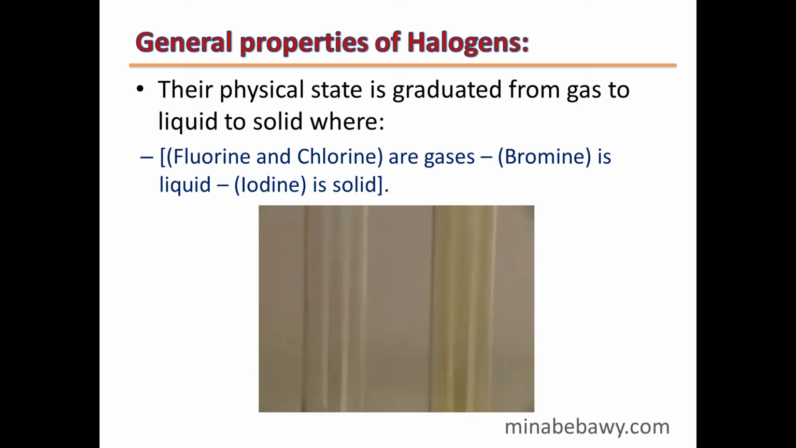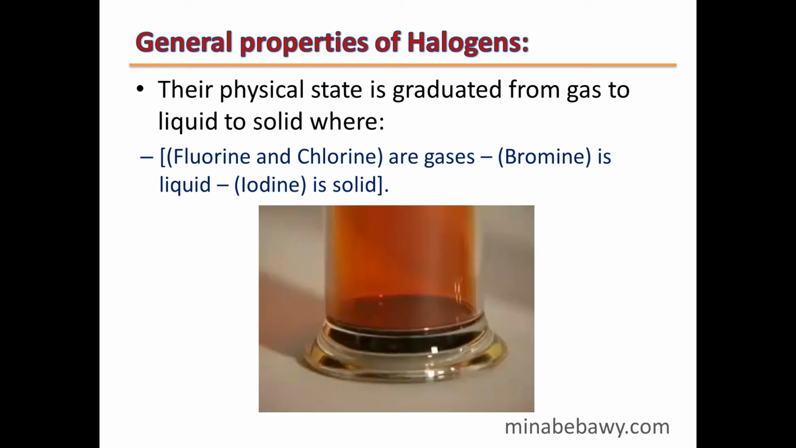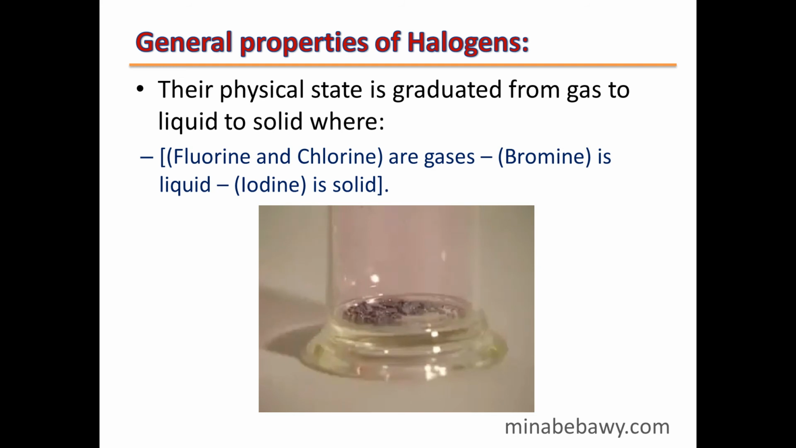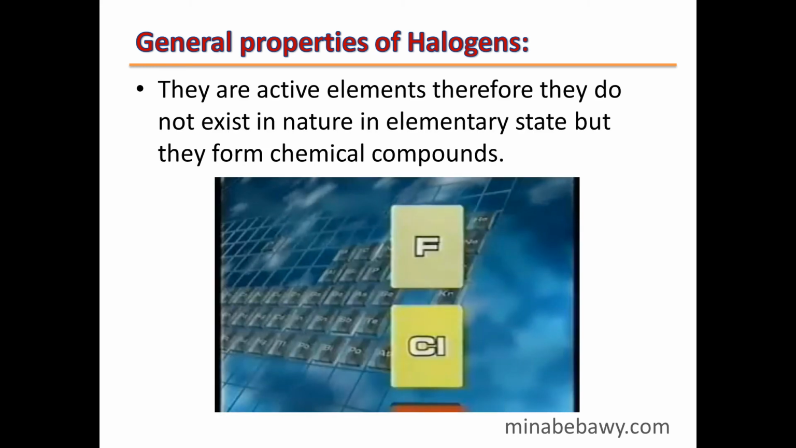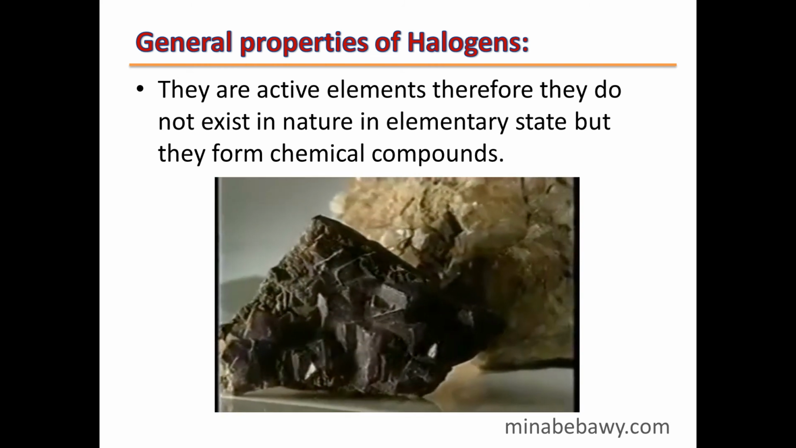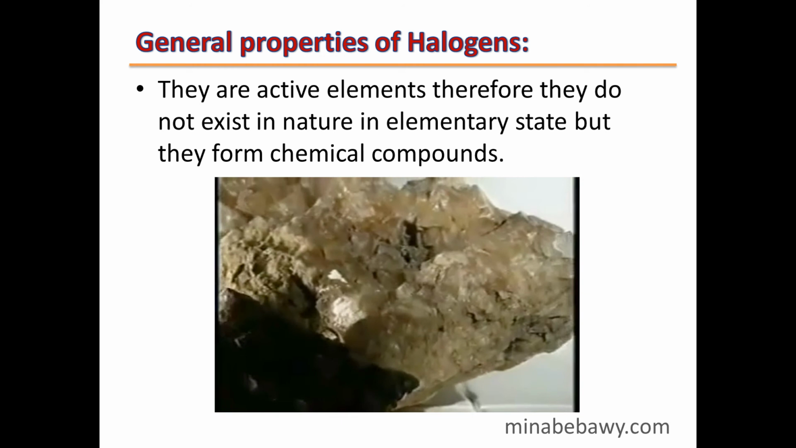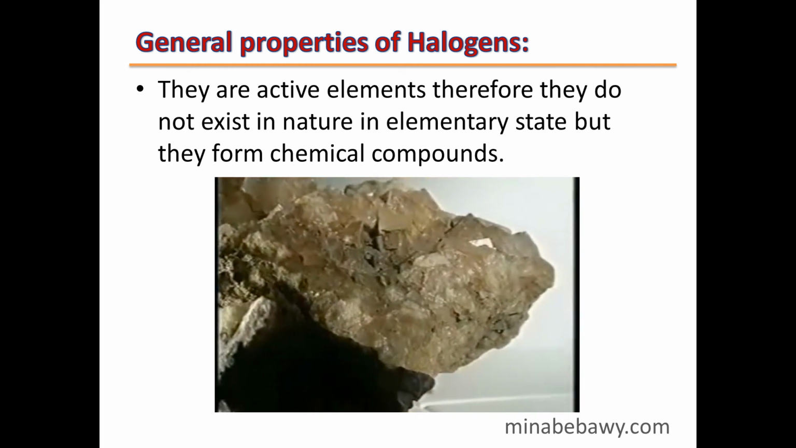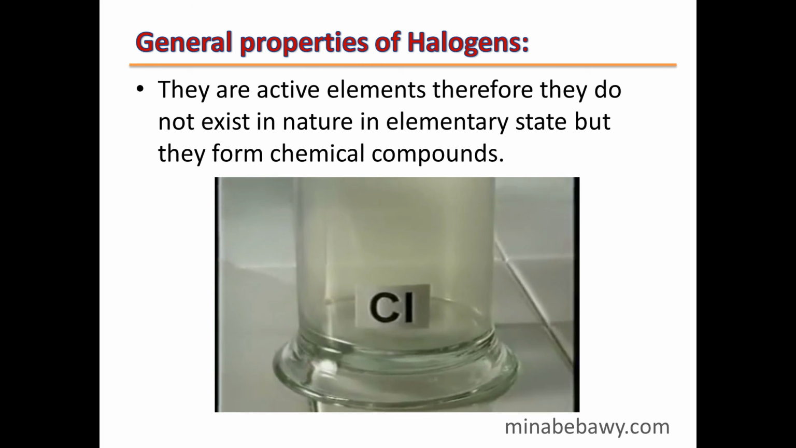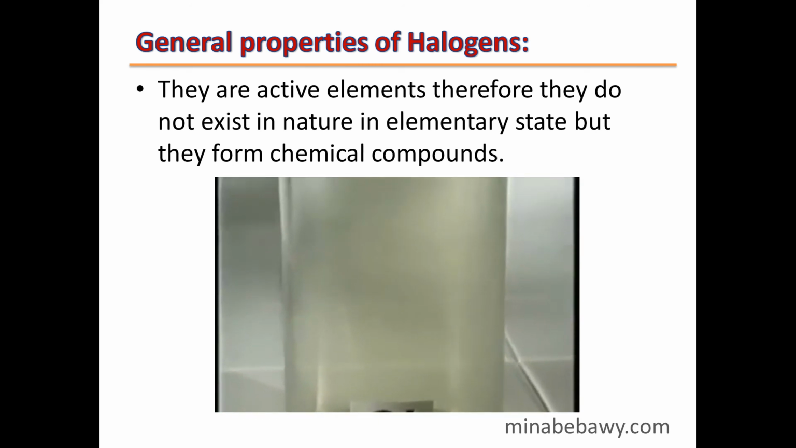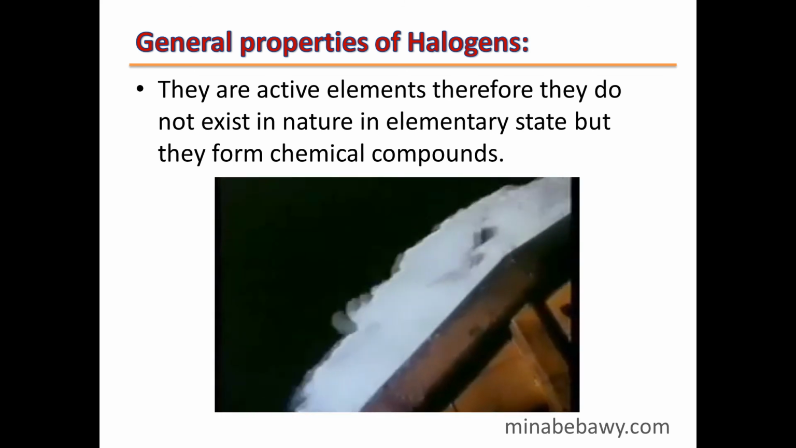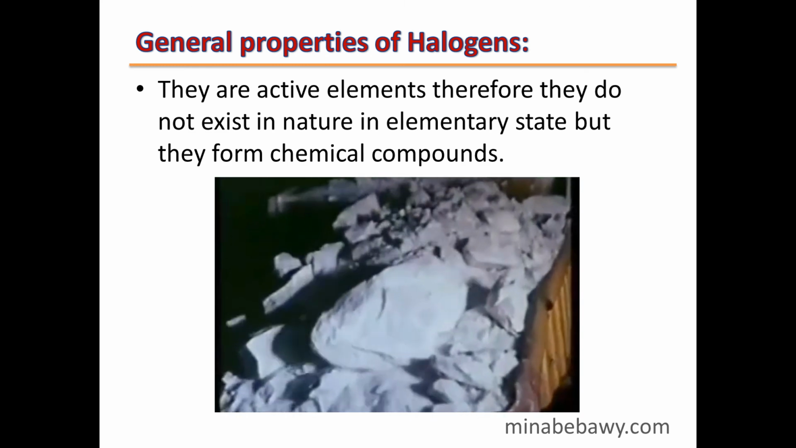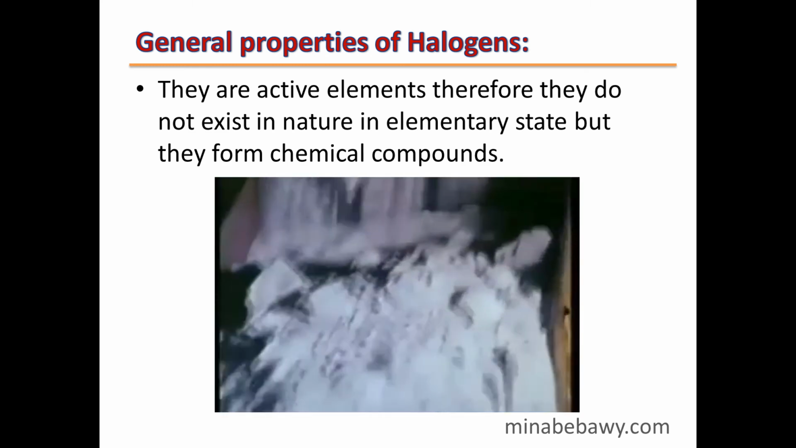As you can see, the first 2 tubes are for fluorine and chlorine. This one is for bromine and the last one for iodine. Iodine is solid, bromine is liquid, fluorine and chlorine are gases. They are very active elements, therefore they do not exist in nature in elementary state, but they form chemical compounds. For example, you can find fluorine in feldspar stones. Chlorine you can find in table salt, which is extracted from seawater.